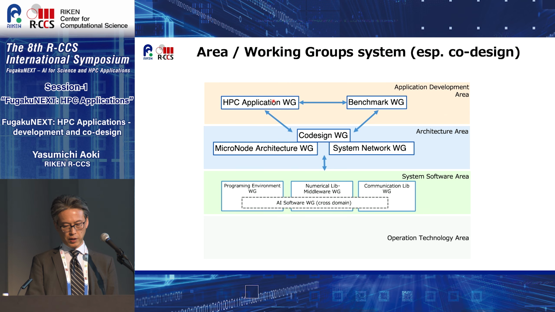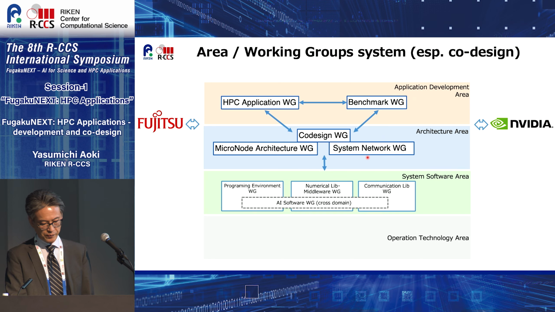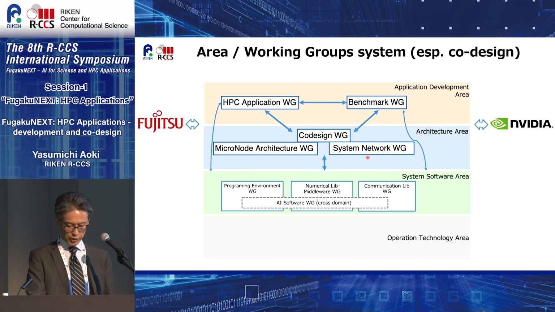And we, the application area, 2 working groups, are working closely with the architecture area through the core design working group in the architecture area side, and also the micronode architecture working group and the system network working group there. And of course, we are working with the vendors, Fujitsu company and the NVIDIA company, for the core design and application development as well. Eventually, the application area will be collaborating with the system software area, and also some part is already started.